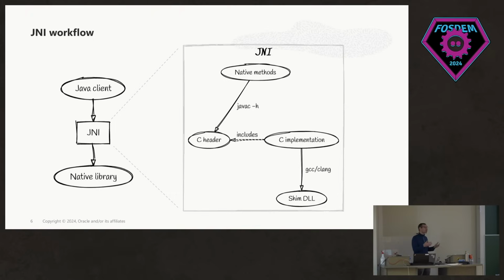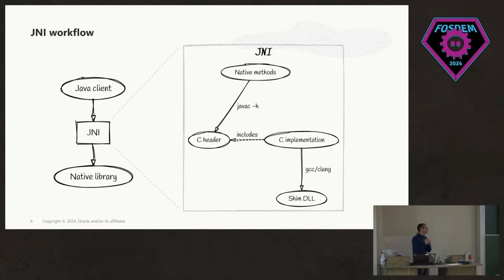Then if you compile this code using javac -h, you have to use a special option which will generate the header file that you need in order to implement your C JNI function. So you go over to C, you implement your JNI function, you compile that C file with GCC or Clang, compiler of choice, and you get back a shim DLL.